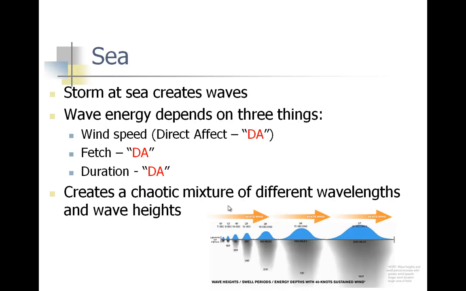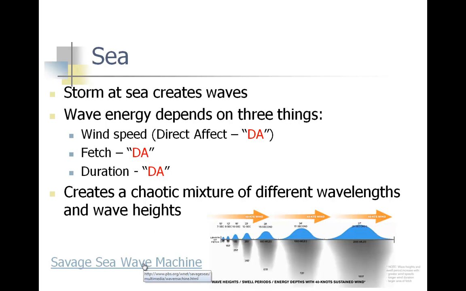You can also get a very chaotic mixture of waves if you've got multiple storms, multiple fetches, storms being different sizes, and you have storms with different wind speeds, all being pushed out in 360 degrees away from the storm, running into other storm waves. You can have a very chaotic mixture of wavelengths and wave heights, and that's what happens in the open ocean.